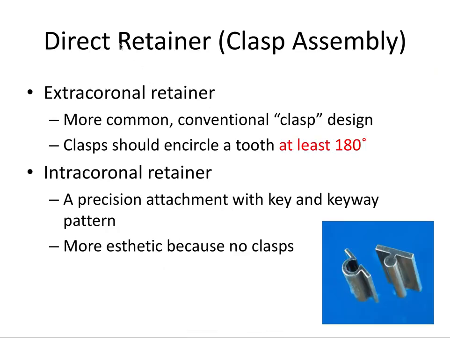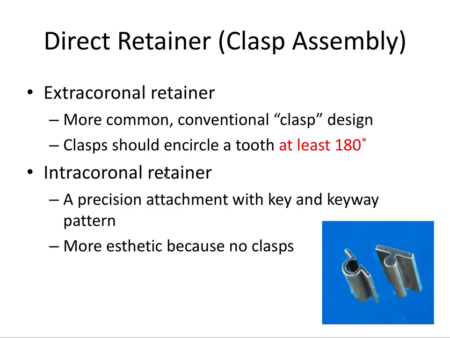So the direct retainer can look like an extracoronal retainer, which is what we just saw in the previous slide. This is more common, the conventional clasp design, and the clasp should encircle the tooth at least 180 degrees. That's an important number to remember for the board exam.